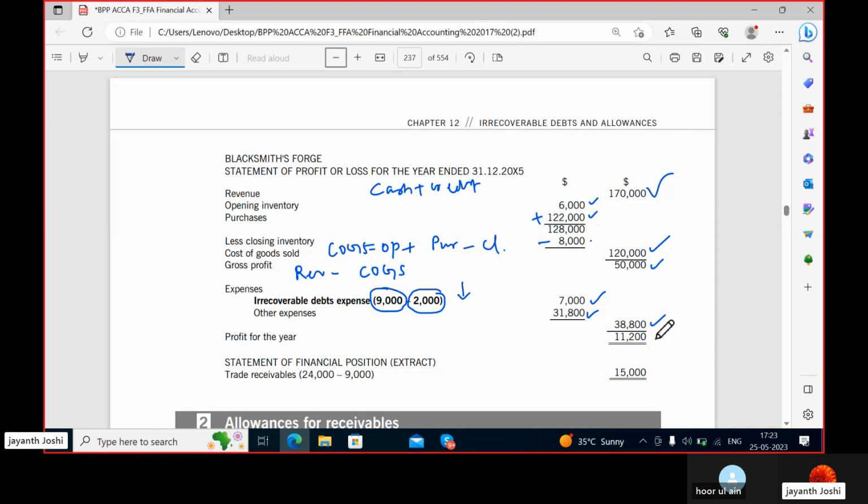We will deduct this. We get the ultimate profit for the year. Now in SOFP, we will show receivables as receivables were 24,000. From that, we will deduct 9,000. Receivables will be 15,000. So remember, in receivables, we are not showing this particular thing. We are showing irrecoverable debt expense as 9,000 only.